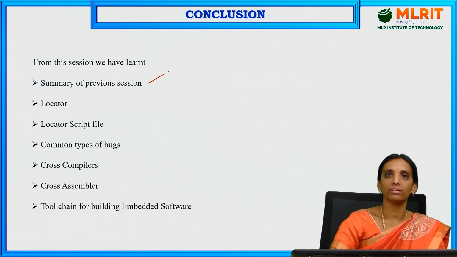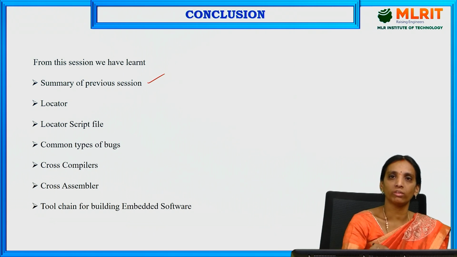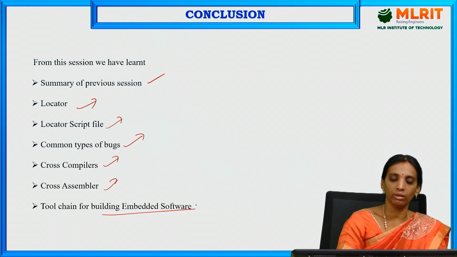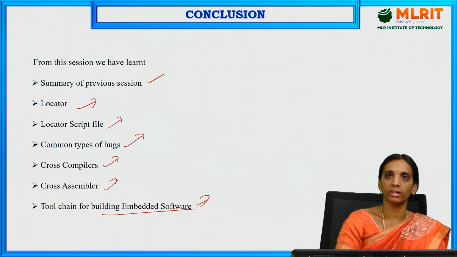In this session we have discussed the summary of the previous session, and in the present session we have discussed what is meant by locator, what is meant by locator script file, what are the common types of bugs that occur in the compiler and locator, and what is meant by cross compiler. What are the errors that occur in the cross compiler? What is the cross assembler, and what is the tool chain used for building any embedded software? These are the topics covered in the present session.